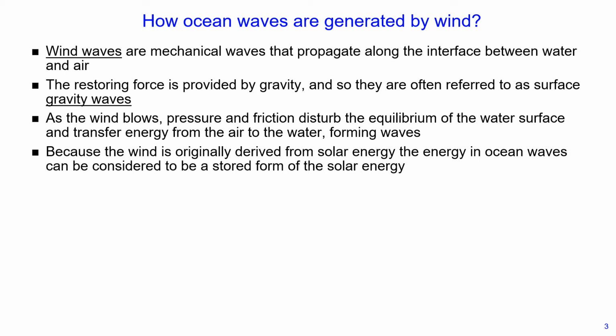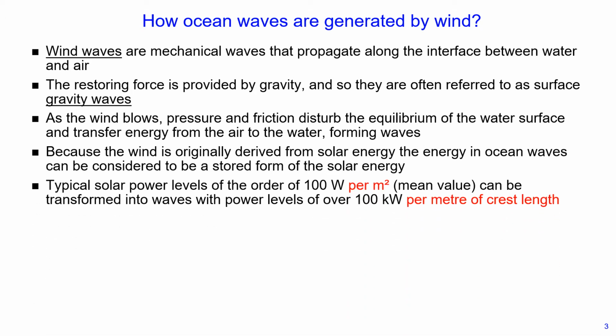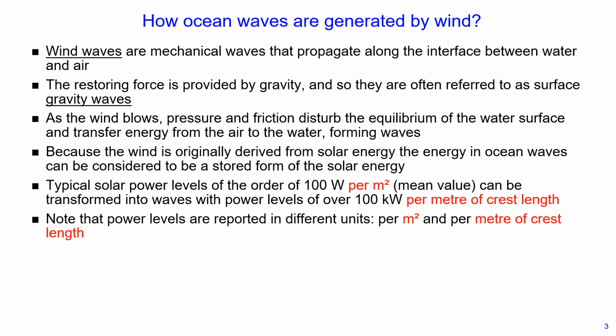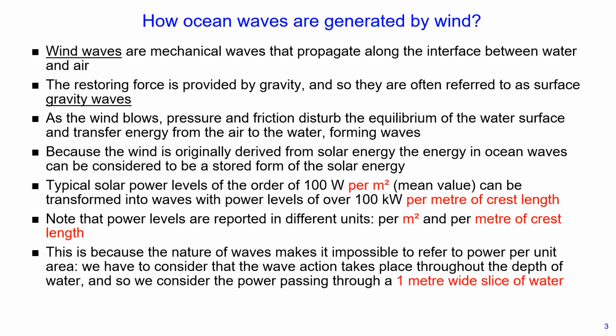Typical solar power of the order of 100 watts per meter square mean value can be transformed into waves with power levels of 100 kilowatts per meter of crest length. And please note that power levels are reported here in different units, so it's not per meter square, it's per meter of crest length. This is because the nature of waves makes it impossible to refer to power per unit area. We have to consider that wave action takes place throughout the depths of water, and so we consider the power passing through a 1 meter wide slice of water.